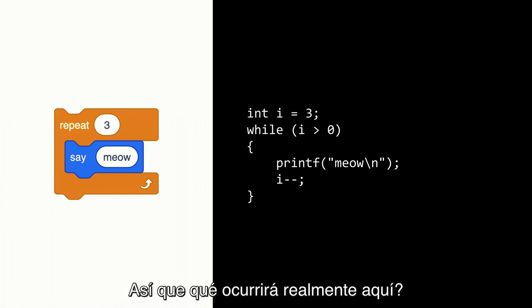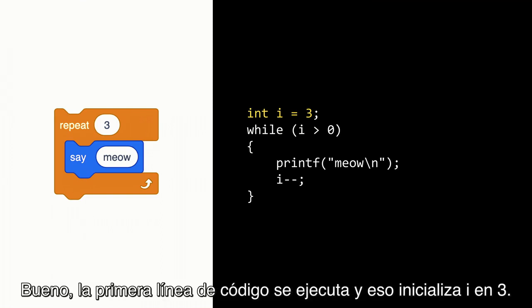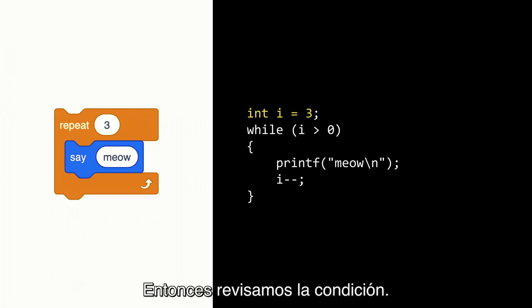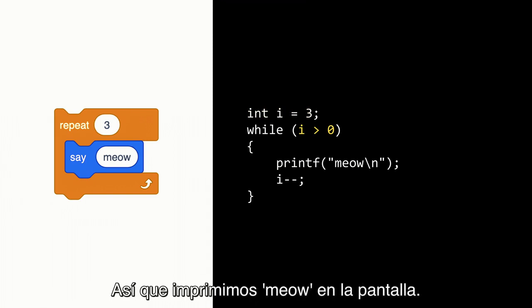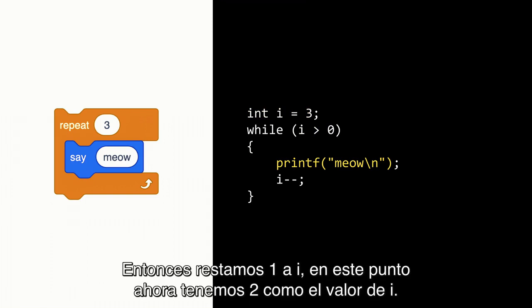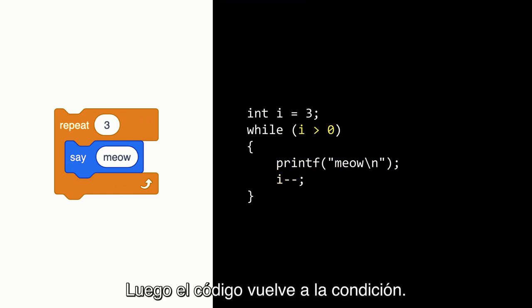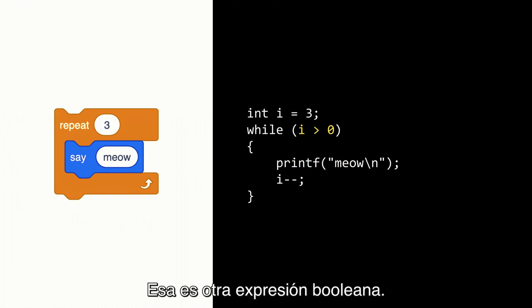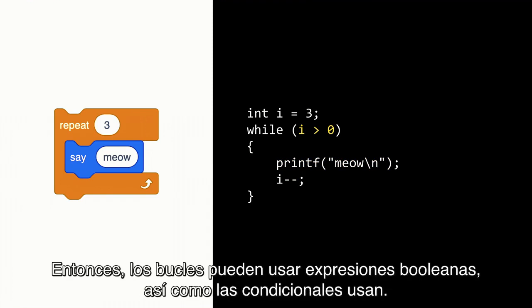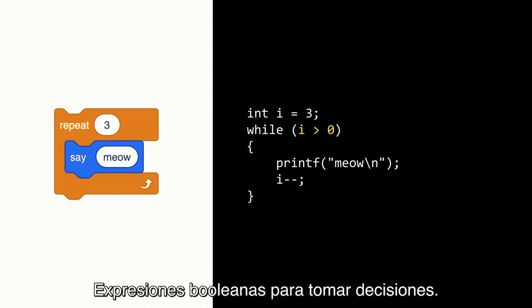So what's actually going to happen here? Well, the first line of code executes, and that initializes i to 3. Then we check the condition: while i is greater than 0. Is i greater than 0? Well, per my 3 fingers, obviously. So we print out meow on the screen. Then we subtract 1 from i, at which point now we have 2 as the value of i. Then the code goes back to the condition. And notice the condition there is in parentheses. That's another Boolean expression. So loops can use Boolean expressions, just like conditionals use Boolean expressions to make decisions.